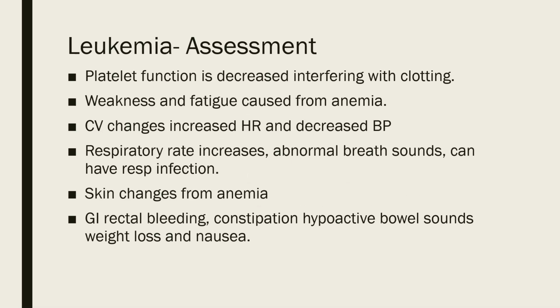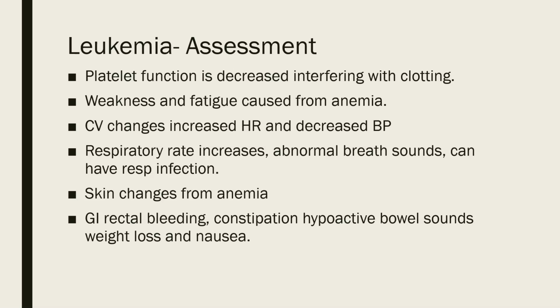So now we're going to look at assessment of the patient with leukemia. We're going to look at the platelet function is decreased, that this interferes with clotting. A lot of times these patients will bleed out is how they end up dying, especially those with acute leukemia. They'll have weakness and fatigue, can also be from anemia. They'll have cardiovascular changes, including increased heart rate and decreased blood pressure.